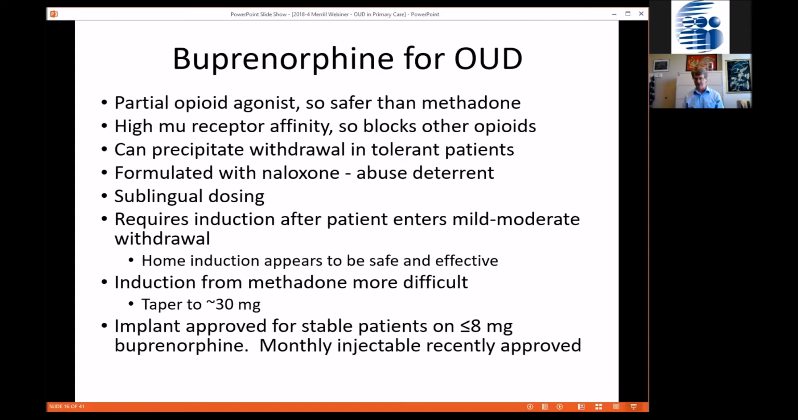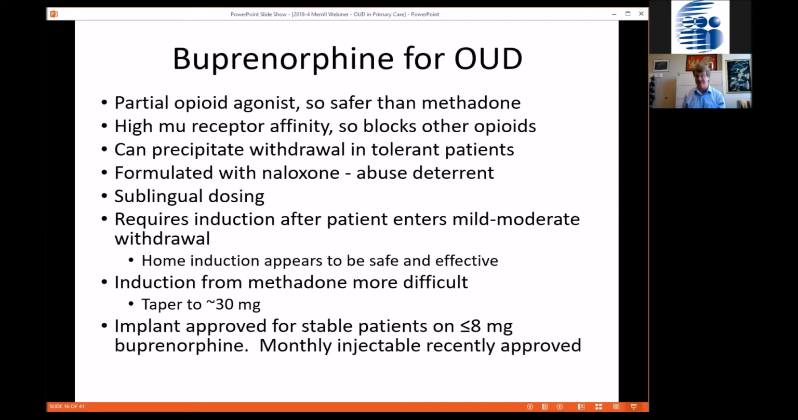Getting on buprenorphine is easy if you're on a short-acting opioid. Even if you're on really high doses of heroin or morphine or oxycodone, it really doesn't matter. Buprenorphine works really well. The one exception is methadone, and it's because of those active metabolites. If people are on methadone trying to get onto buprenorphine, it's quite a bit more difficult. And folks recommend tapering the methadone dose to 30 milligrams or so before doing the change.